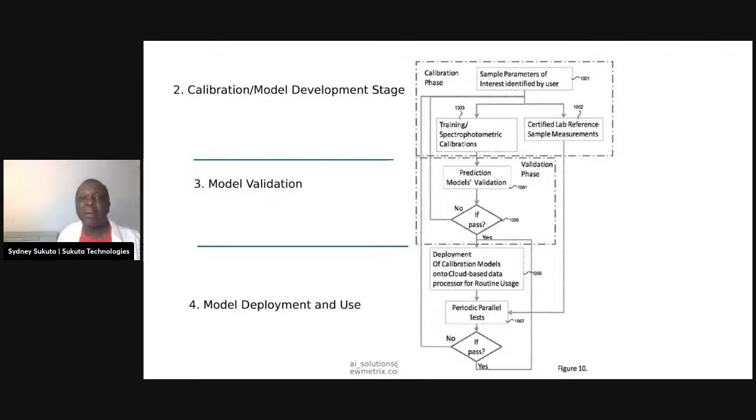Okay, so I summarize the steps here. We start with the calibration or model development stage. After that, we do model validation. After that, we deploy. So here are some specific steps. In the calibration phase, we have sample parameters of interest identified by the user. We train in conjunction with a certified lab or certified reference, to make sure that we correlate with the reference. If a beer is 5% alcohol at the reference site, I have to get 5% as well, elsewhere, wherever it may go.